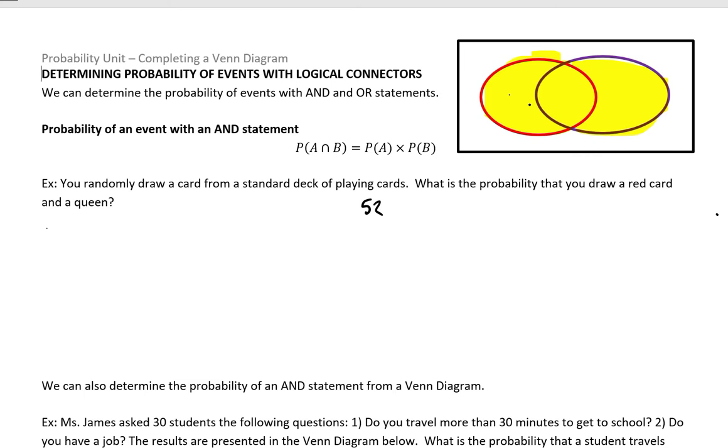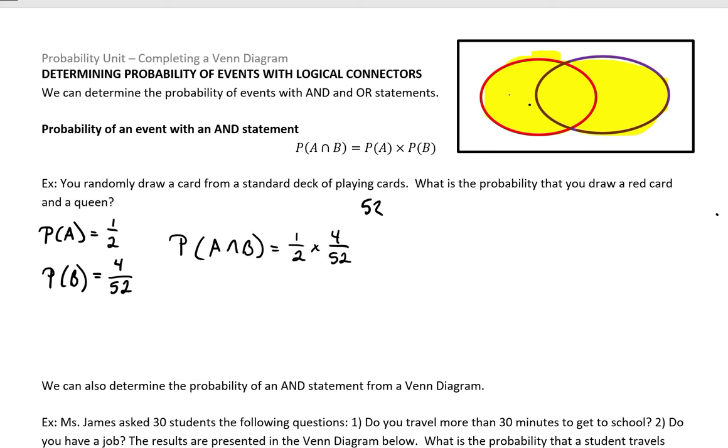So the probability of A is 1/2. The probability of B, well, how many queens are there? There are 4 queens, 52 total playing cards. So the probability of A and B is 1/2 times 4/52. And if you wanted to change these into decimals, you definitely could.